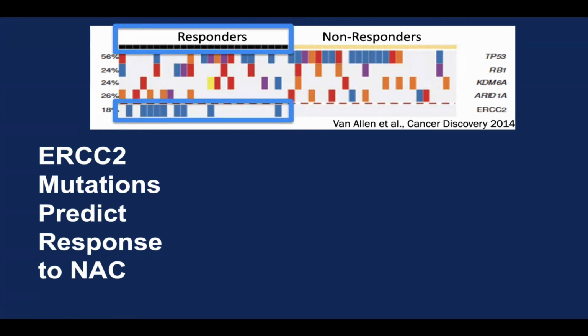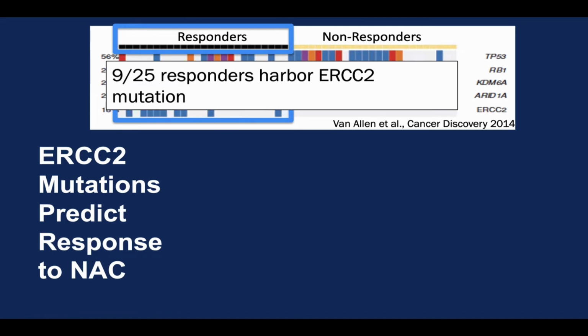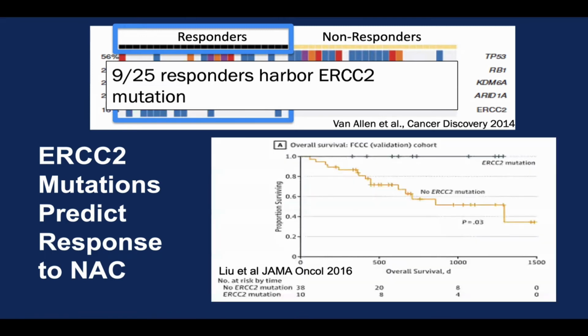And what they found at the bottom here: of the 25 responders, 9 of them had a mutation in ERCC2, and none of the non-responders did. ERCC2 is an excision repair gene, so a DNA damage repair gene, and so it makes biological sense. Clearly, it's not the only thing driving response, since we have patients without ERCC2 mutations who responded, but it is a very interesting finding.